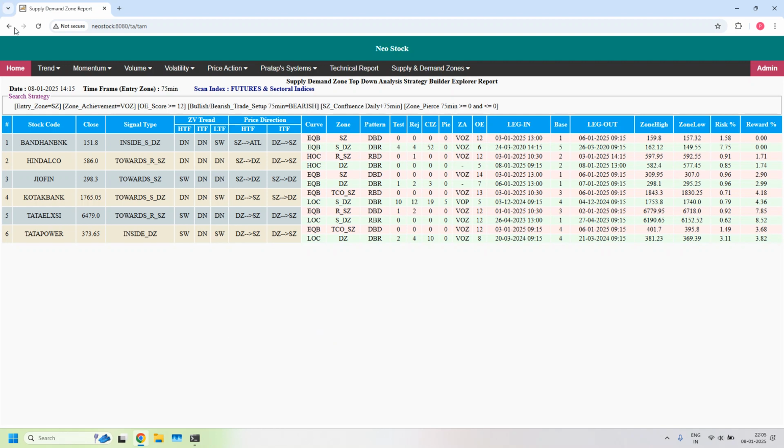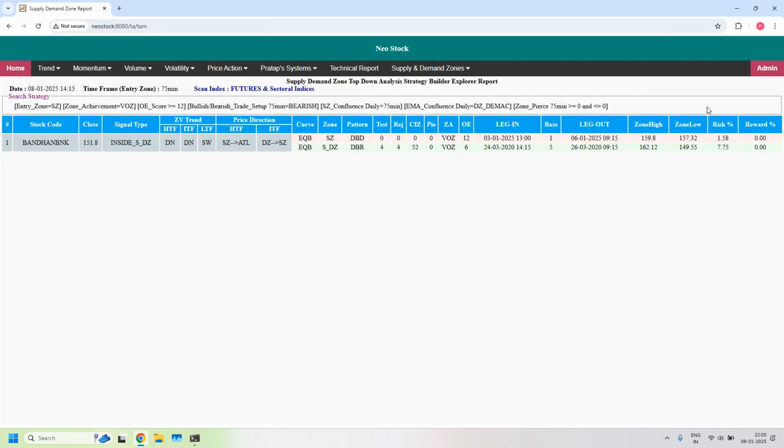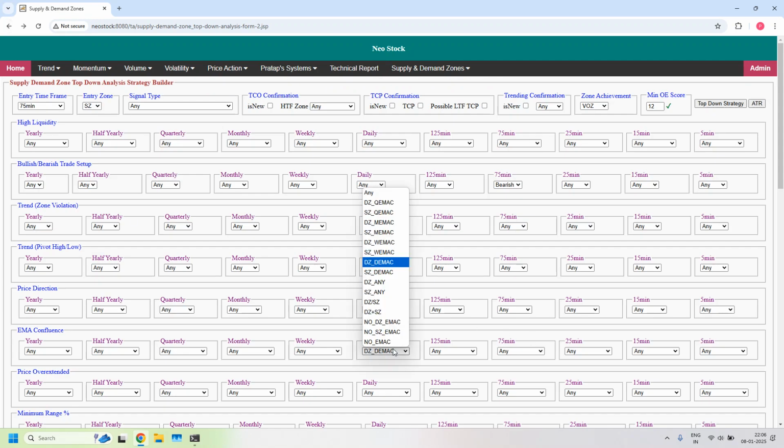in all these stocks. Let us set the filter in the EMA confluence: daily supply zone with daily EMA confluence, because the 75-minute supply zone is part of the daily supply zone. We got one stock. This is an even more high probability trade setup, supported stock. This is LTF, ITF supply zone with EMA confluence, ITF EMA confluence. Next, let us look for LTF, ITF and HTF supply zone confluence.